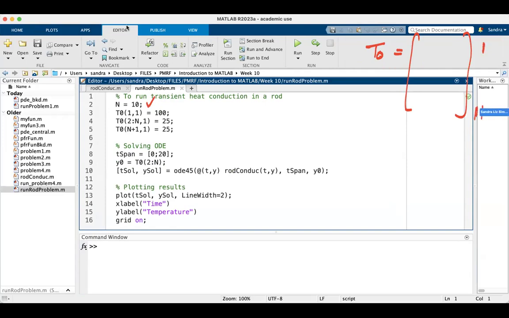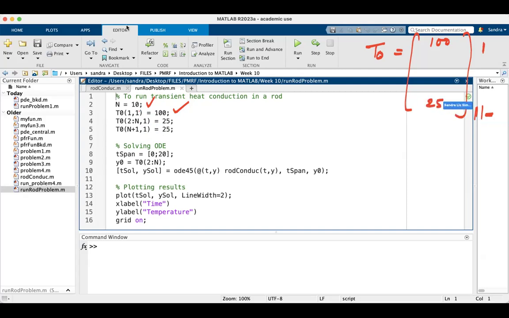And I'm telling the first data point, T0(1,1), it's a column vector, that is why you can see this is 1, 1. My first entry is 100, so T0(1) is equal to 100. And my last entry, that is T0(n+1), n is equal to 10, so n+1 is equal to 11. That one is equal to 25.